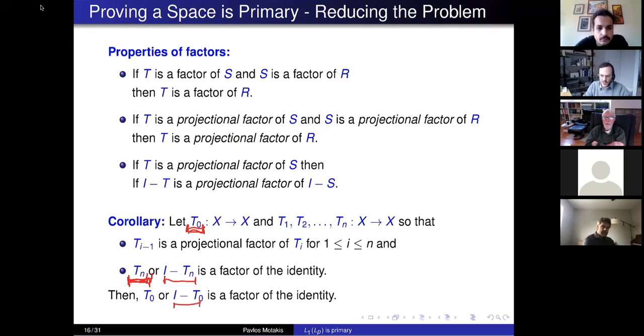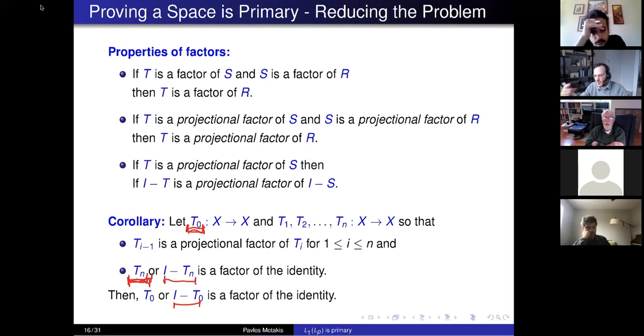So from this observation, we can truly reduce the problem. I start with an operator T0. I want to show for an arbitrary operator T0 that it is a factor of the identity, or I minus that is a factor of the identity. If I use this process of passing the projectional factors, I'm allowed to reduce my operator to simpler operators. And if I can show it for the next guy, then I pull it back to the previous one. And sometimes this is what we do in our proof.